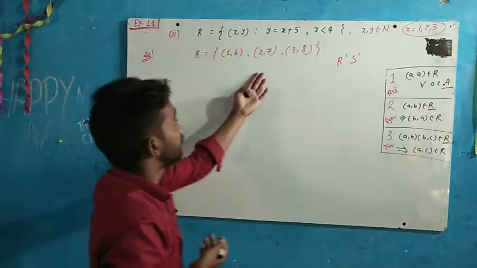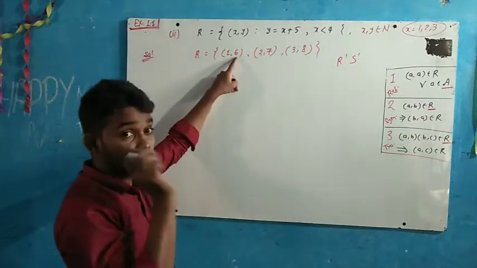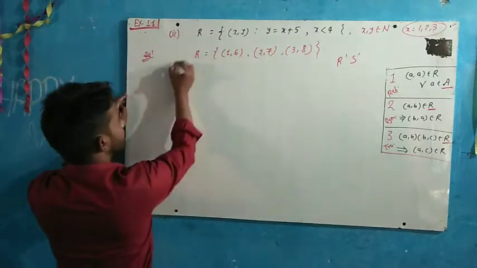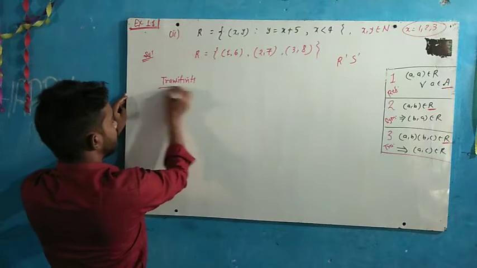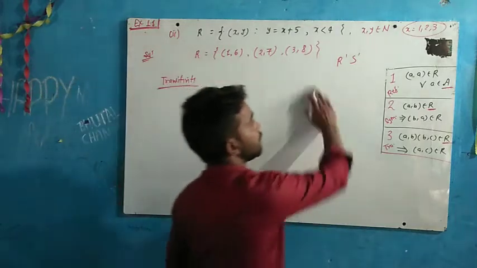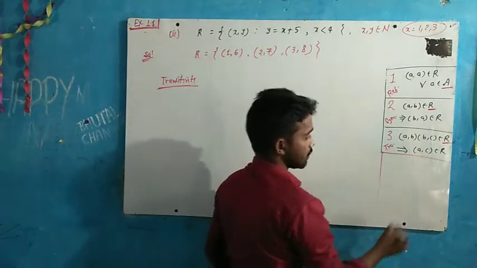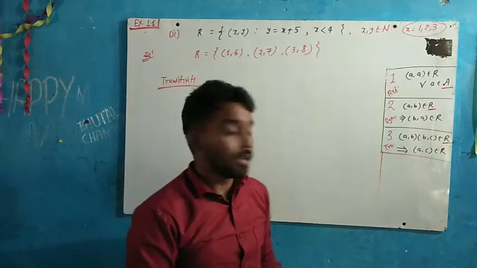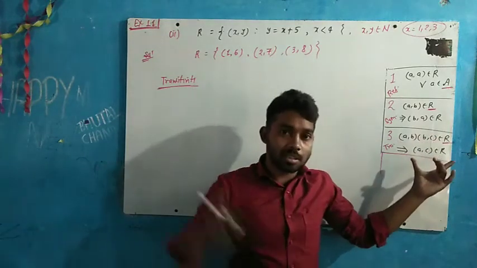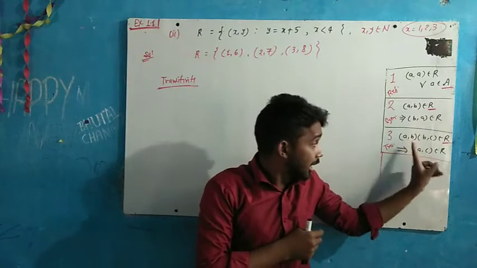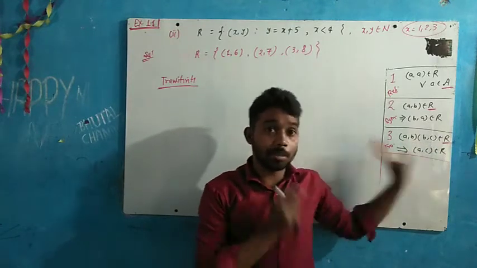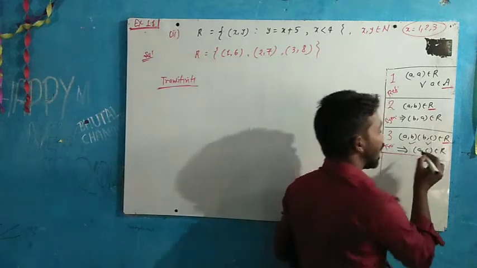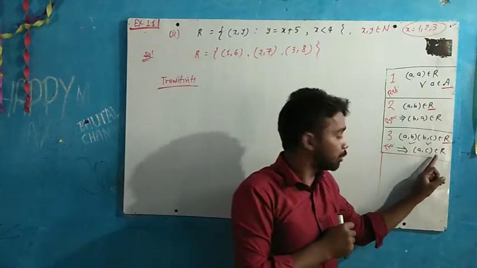Correct? Now for the transitivity, 1 comma 6, very important case. Here for the transitivity, I want to tell you this one more time. It is a very important point. I have told you the condition of transitivity: A comma B, B comma C belongs to R, then A comma C belongs to R.